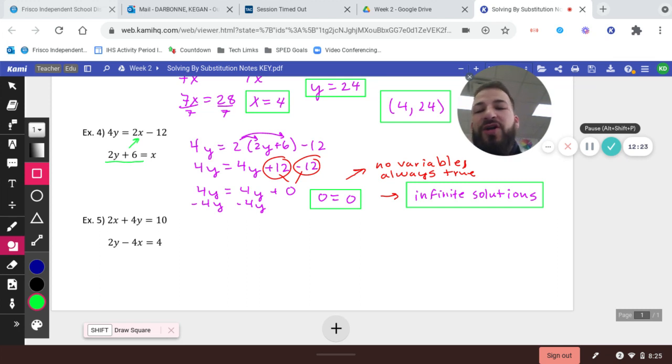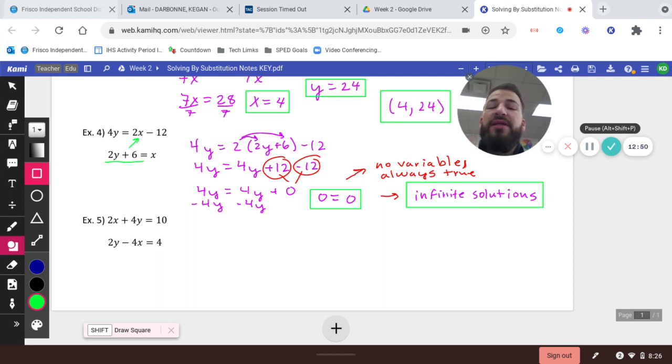Okay, now let's talk about this algebra result though. When we get 0 equals 0, our variables cancel out. That means that no matter what numbers we plugged in for x and y, this statement of these two equations would always be true. Because it's always true, that means it has an infinite number of solutions. I could plug in any solution along these lines, and it would still be true. So that's what we mean when we say infinite solutions.